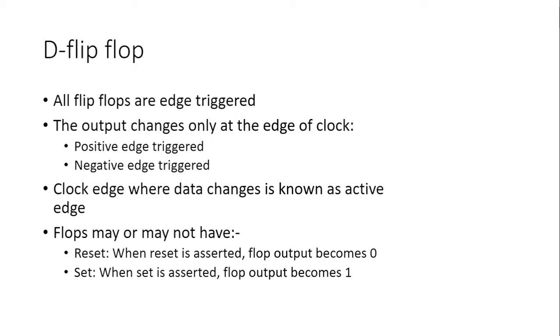Also, this clock edge where the data output is changing is known as the active edge. Moreover, flops can have reset or set pins, and some flops do not have set and reset pins. So, what is a reset pin? When the reset is asserted, the flip-flop's output becomes 0. And when the set is asserted, the flip-flop output becomes 1.